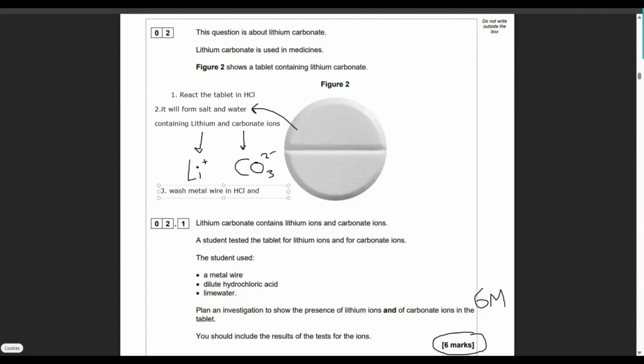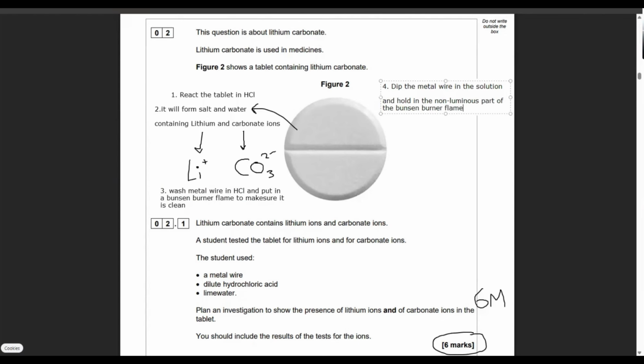Now wash your metal wire because it might have some other ions like sodium ions or potassium ions already on it, which will mess up your test when you stick it in the flame. It will make your results not valid because it will confuse the color. So wash the metal wire with distilled water, then dip it in hydrochloric acid, evaporate the acid in the hottest part, the middle of the Bunsen burner flame. That will clean the wire. Now it's totally free of other ions. Dip the metal wire into the solution, which contains lithium ions.